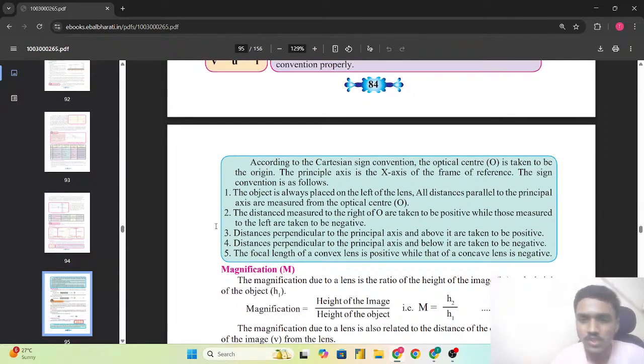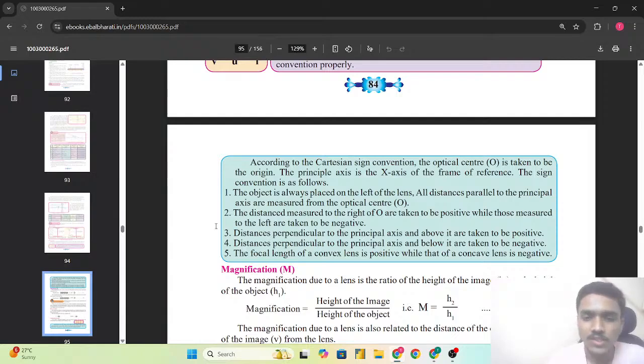So according to the sign convention, the optical center O is taken to be the origin. The principal axis is the x-axis of the frame of reference. The sign convention is as follows. First, the object is always placed on the left of the lens. Meaning, whatever object is placed will always be on the left-hand side of the lens. If the lens is here, then according to the lens, the object will always be placed on the left side of the lens. All distances parallel to the principal axis are measured from the optical center, and all distances parallel to the principal axis will be measured with the optical center as the reference.